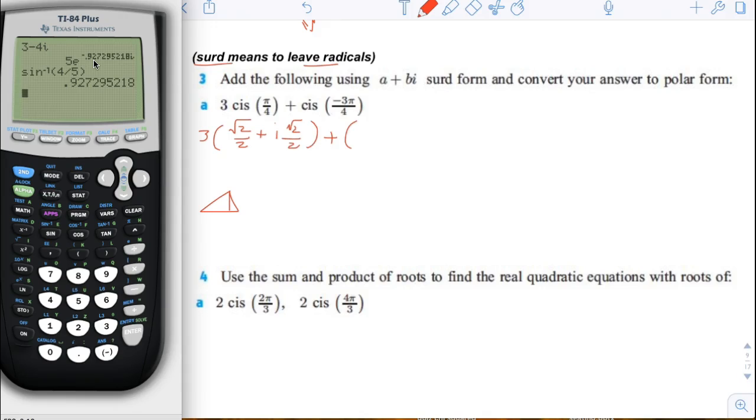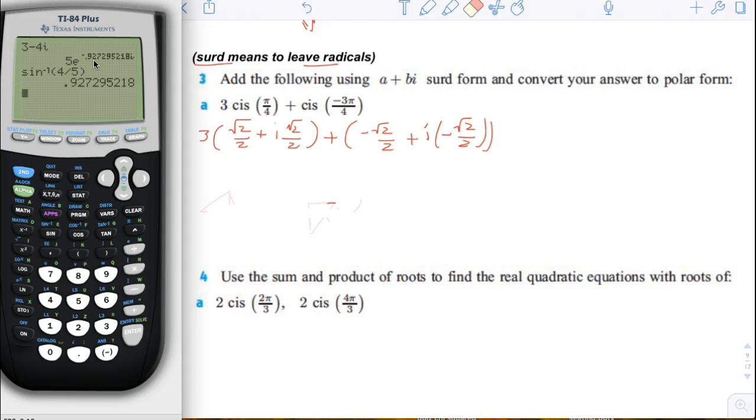And cosine of negative 3/4, negative 3/4 is like that triangle right there, okay? Negative 3/4 is that. So the cosine of that angle would be negative square root of 2 over 2. And the sine of this angle would also be negative square root of 2 over 2.